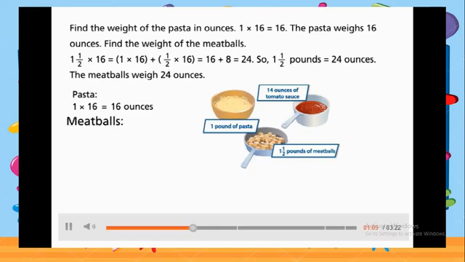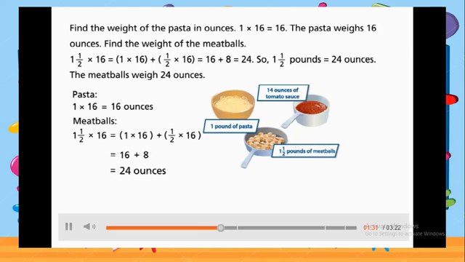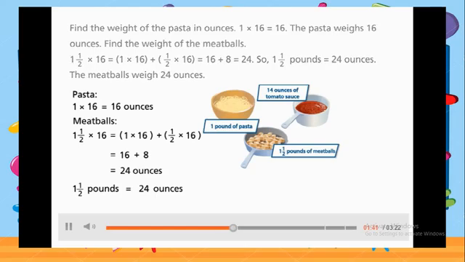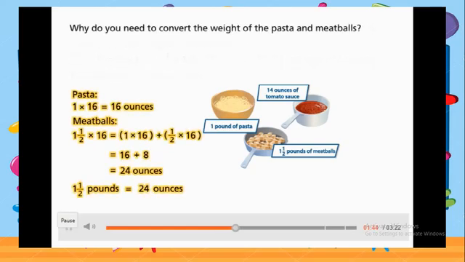Find the weight of the meatballs. 1 1/2 times 16 equals (1 times 16) plus (1/2 times 16), which equals 16 plus 8 equals 24. So, 1 1/2 pounds equals 24 ounces. The meatballs weigh 24 ounces. Why do you need to convert the weight of the pasta and meatballs?